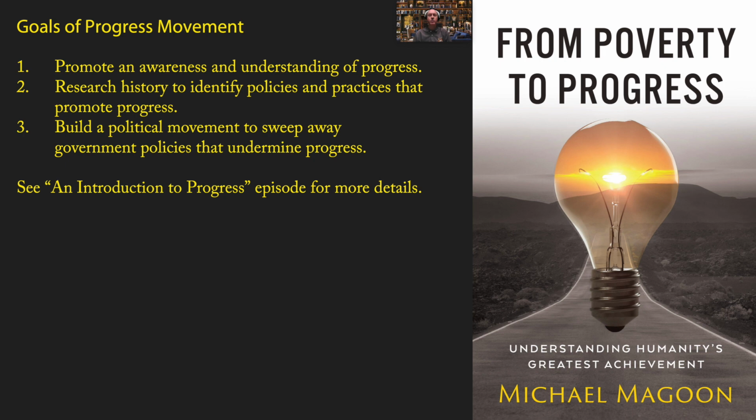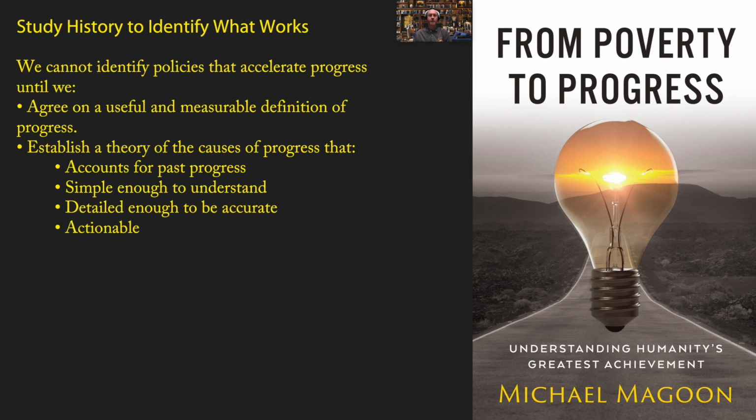I mentioned before that I believe we need a progress movement that does 3 things. And one of those things is to research history to identify policies and practices that actually promote progress. I believe that we need to study history to identify what works. And we can't do that until we first agree on a useful and measurable definition of progress, and 2, establish a theory of the causes of progress that accounts for past progress. It needs to be simple enough to understand, but detailed enough to be accurate. And above all, it needs to be actionable. In other words, we need to use the theory in order to develop policies and practices that actually work for today.